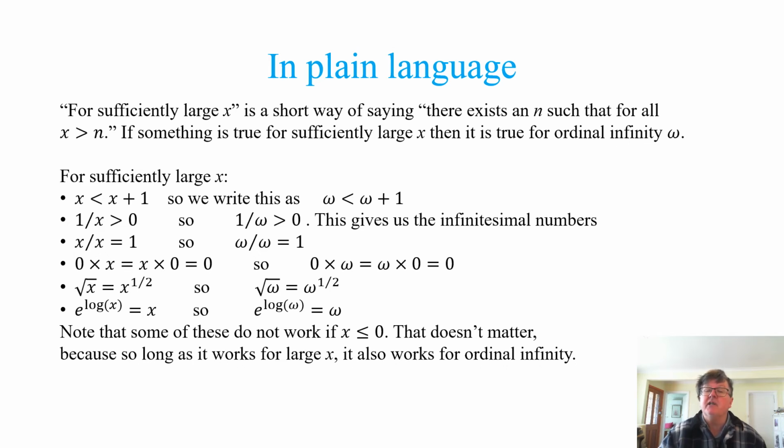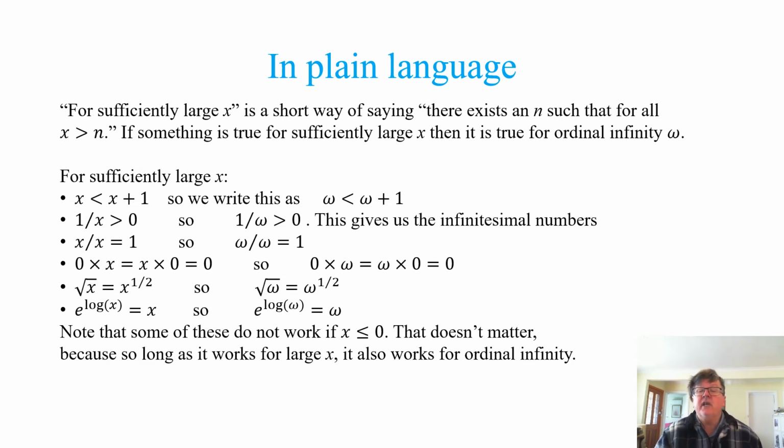This is a bit of a complicated slide, but let's see how we go. When I say for sufficiently large x, that's actually a short way of saying that there exists an n such that for all x greater than that natural number n. And one way to define ordinal infinity and ordinal infinite numbers is to say that if something is true for sufficiently large x, then it is also true for infinity.